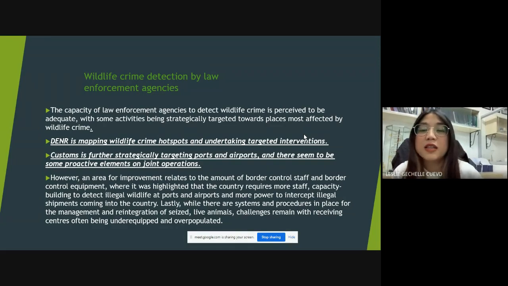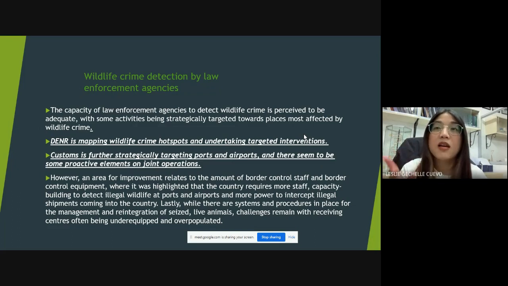Where it was highlighted that the country requires more staff capacity building to detect illegal wildlife at ports and airports and more power to intercept illegal shipments coming into the country. Kasi baka pinakargo pala nila, mahirap nga naman na i-check pa yun isa-isa. So the authorities should be well equipped, not only the people, and then they have equipment that could support their operation.